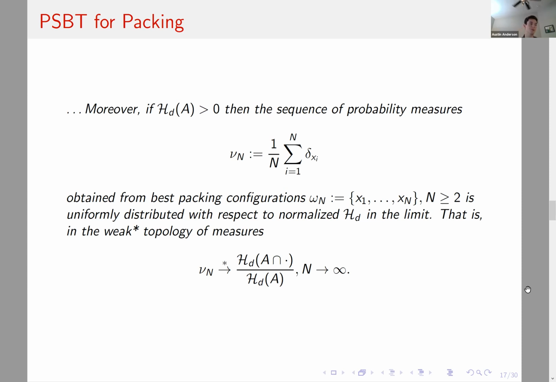So, there's recently been an entire text called Discrete Energy on Rectifiable Sets, and it's really this idea of discretizing manifolds via these optimal configurations. So we see that this happens for packing, which is nice.